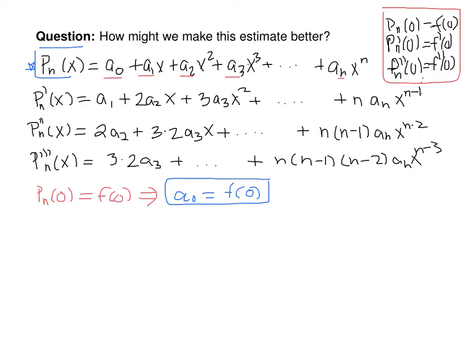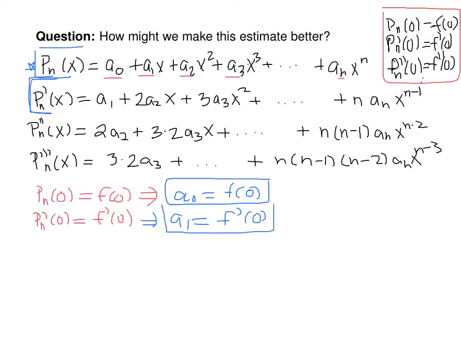Now, next we have that Pn prime of 0 has to equal f prime of 0. So look at the equation for p prime. When you plug 0 into that, you get a1 has to equal f prime of 0.